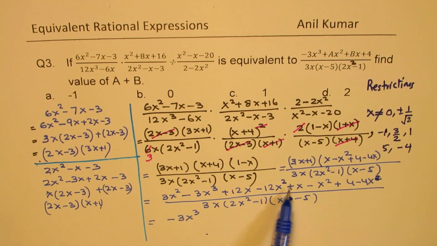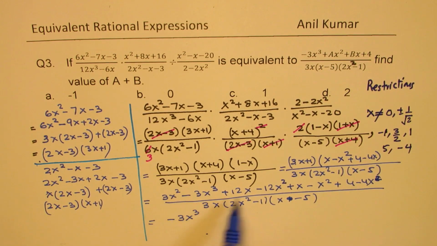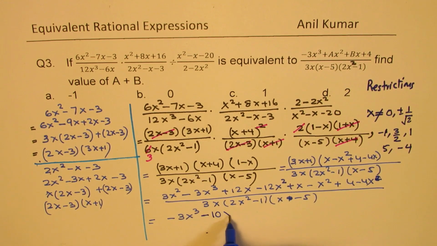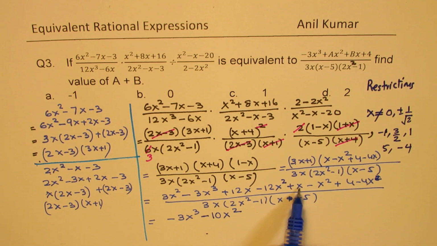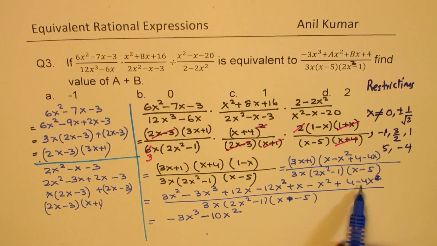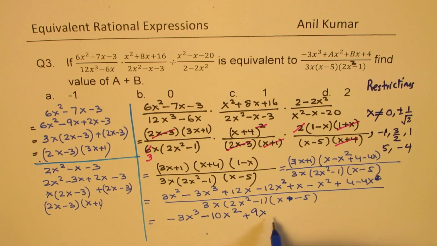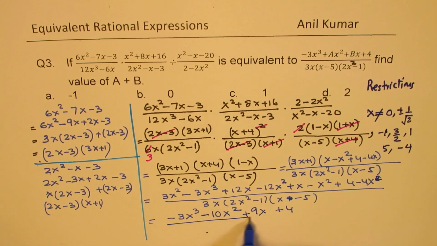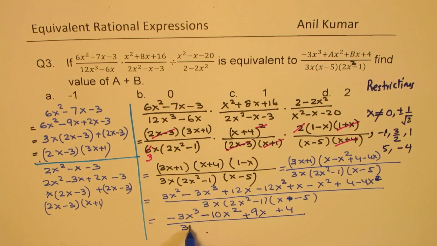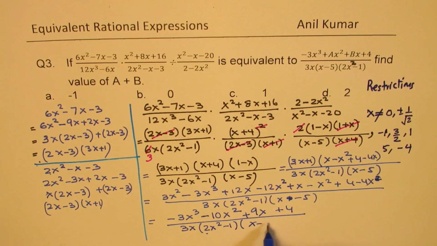So we get this as our term, minus 12x square, and we have 1 minus x square here. So now let's combine this, 3x square minus 12x square minus x square, that gives us minus 10x square. Now the x terms, 12x plus x is 13x, and 13x minus 4x is 9x, so we get plus 9x, and then we get a number 4, right, divided by all this, which is 3x times 2x square minus 1 times x minus 5. Clear?